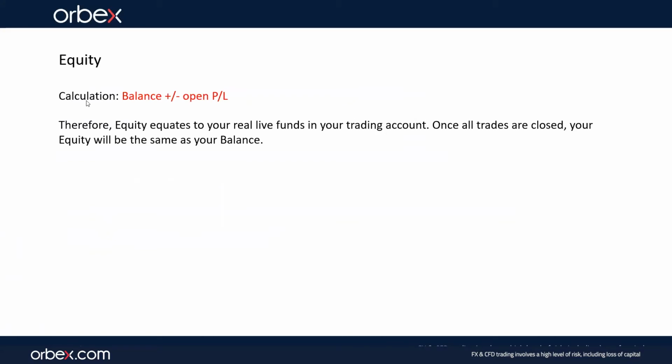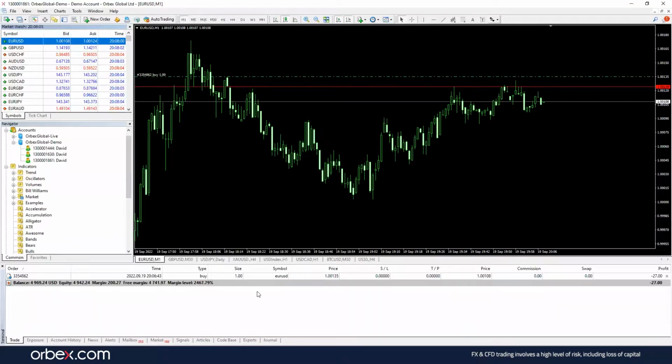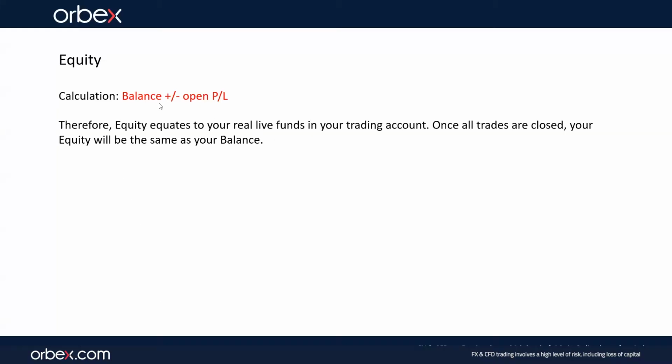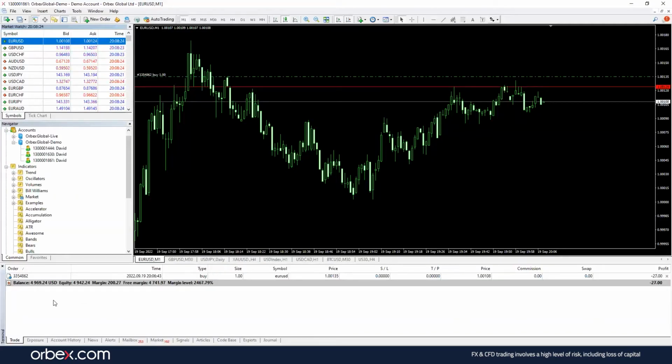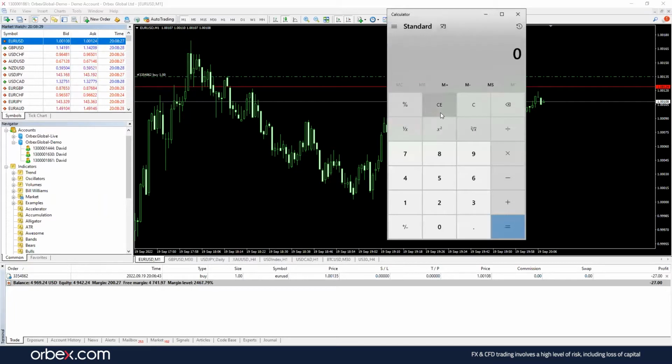So the equity, what is the equity? Well, let's just go back to the screen here. So equity at the moment, I've got 4,942. So as you can see, it's a little bit less than the balance that I started with. And why is this? Well, because the equity is your balance plus or minus your open profit and loss. So at the moment, as I said, we'll do this all live, and any questions you have, let me know. So 4,969.24, that's my balance. And I'm going to minus $27 because that's what I'm in negative at the moment.